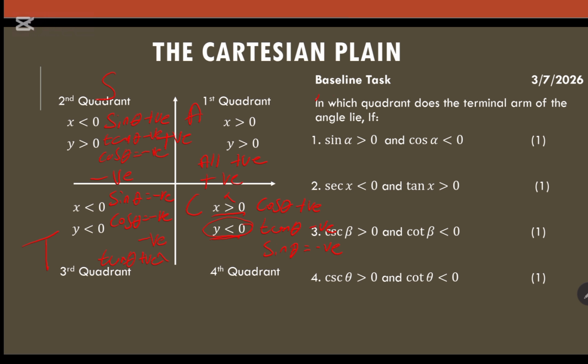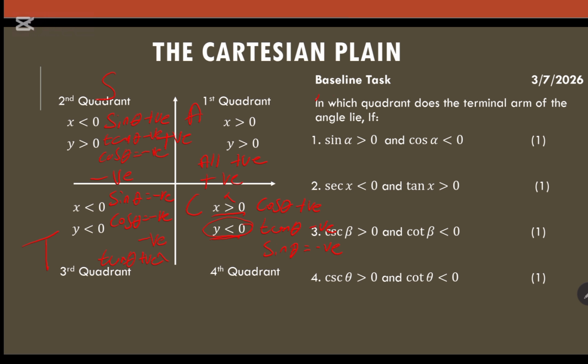We know that if the terminal arm lies in the first quadrant, all of them are positive. But this one says sine is positive and cos is negative. In which quadrant is sine positive and cos negative? That is the second quadrant.